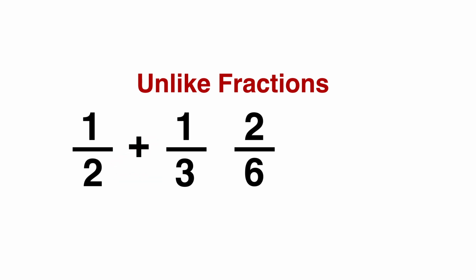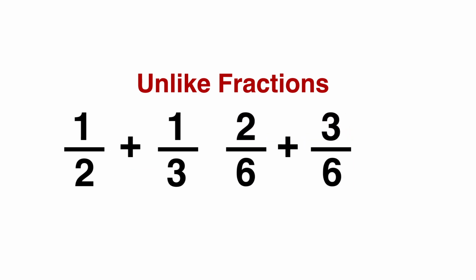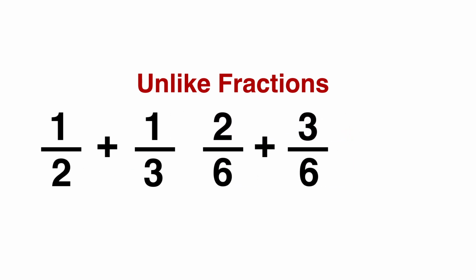Then, we will multiply the 3 denominator in the second fraction by the 2 and 1 in the first fraction to get 3 over 6. See what happened? We now have the same denominator. Now we can add the 3 and 2 numerators and keep the same denominator of 6. The answer here is 5 over 6.